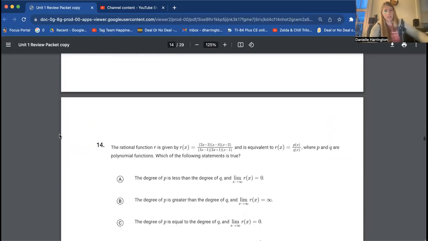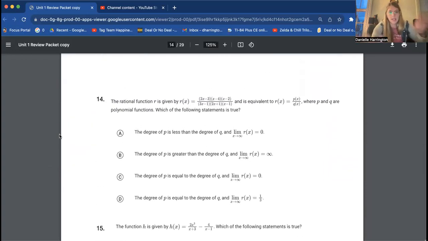All right, let's take a look at 14. The rational function, we love our rational functions, is equivalent to P of x over Q of x, where these are polynomial functions, which is true. Okay, let's just take a look at this. So they're basically calling the numerator P of x, and they're calling the denominator Q of x. That's it. That's what all that terminology means.